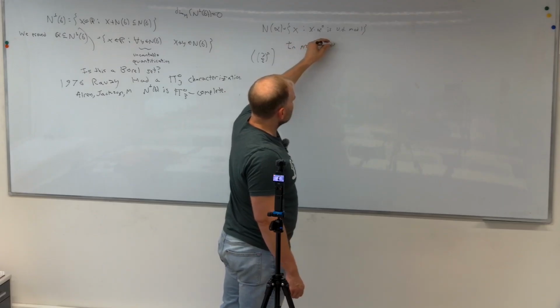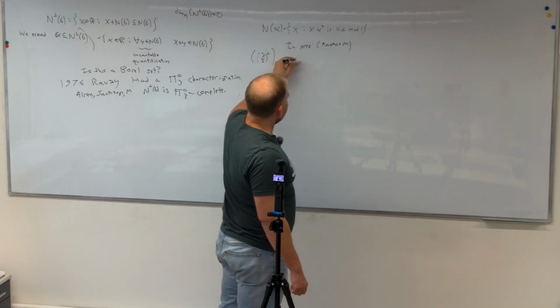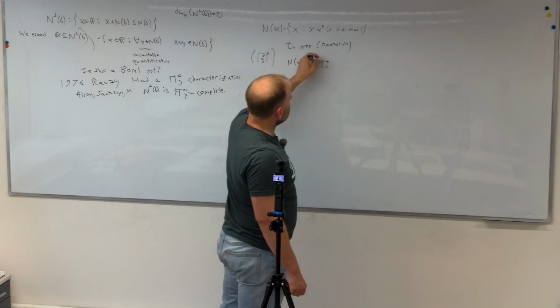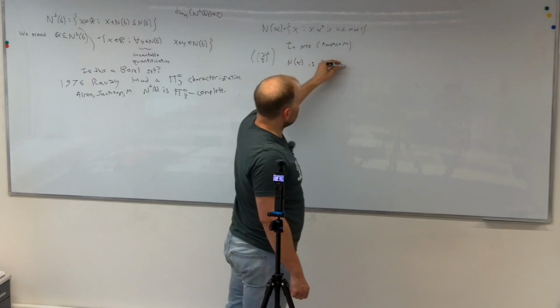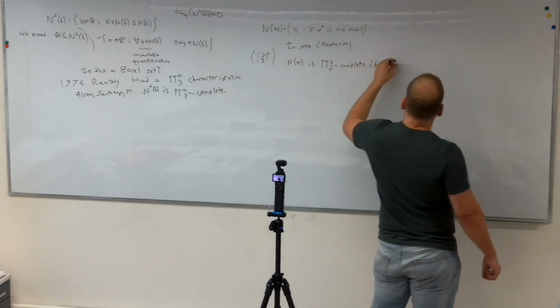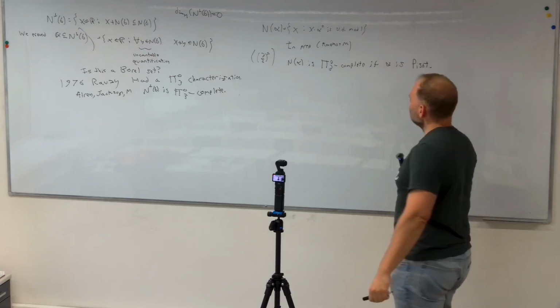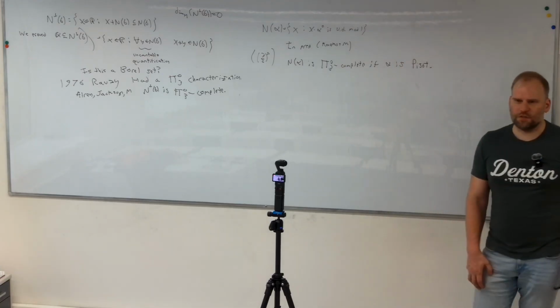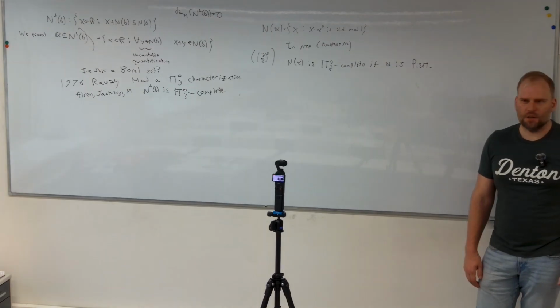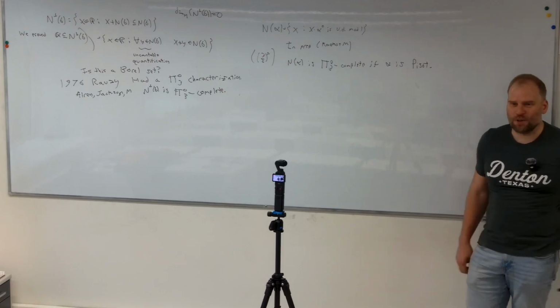In preparation, this is with Kaneko and myself. That N(alpha) is Pi^0_3-complete if alpha is Pisot. Probably it's true for any alpha, but a Pisot number, do you guys know what a Pisot number is? No? Okay, so we're going to algebra here.